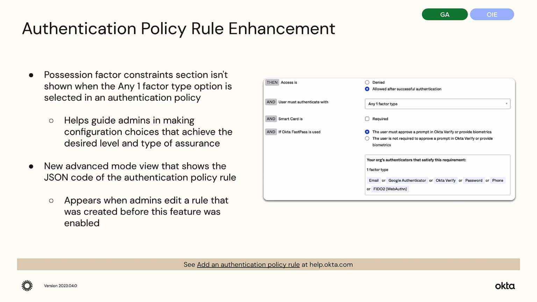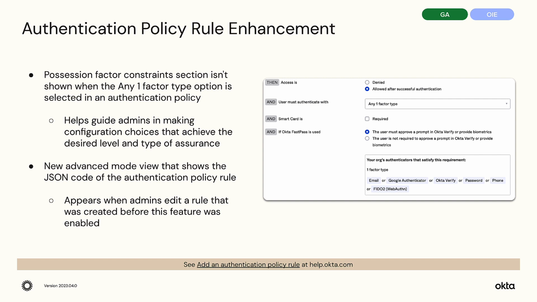Authentication Policy Rule Enhancement. When admins select the Any One Factor type option in an authentication policy, the possession factor constraints section isn't shown. This helps guide admins in making configuration choices that achieve the desired level and type of assurance.